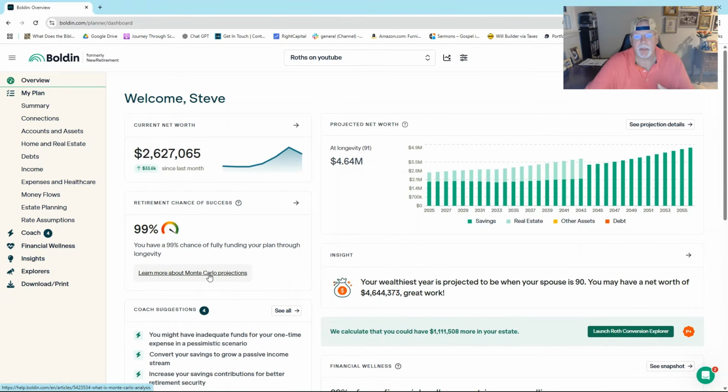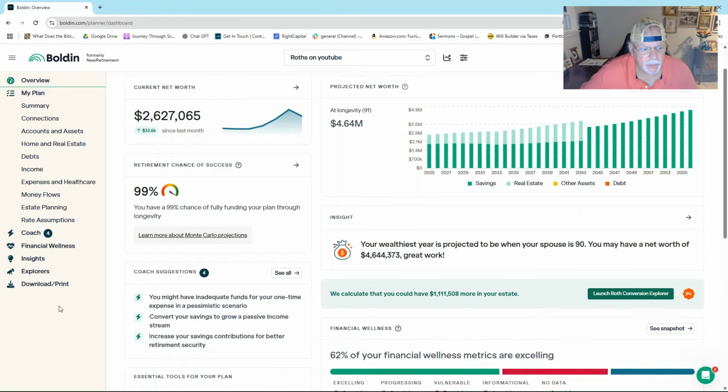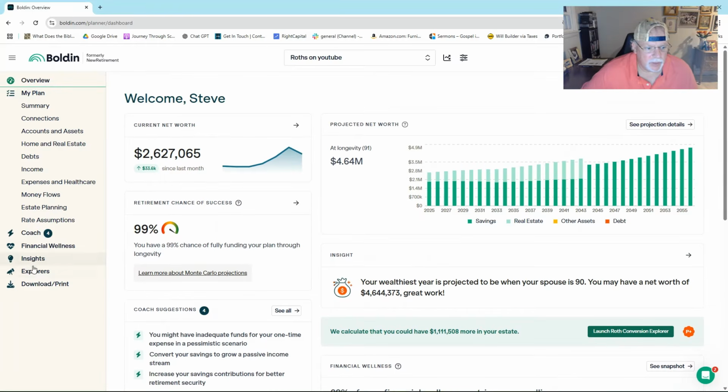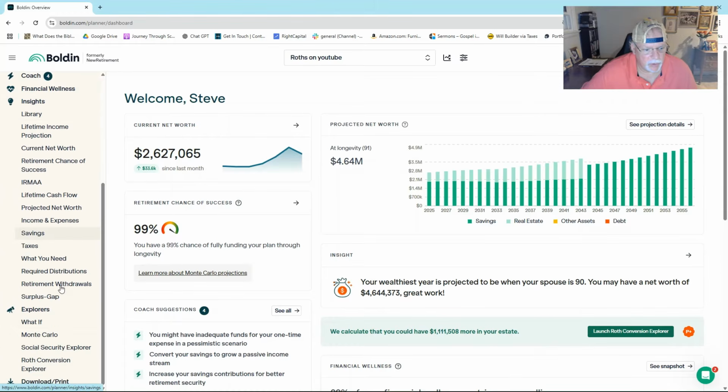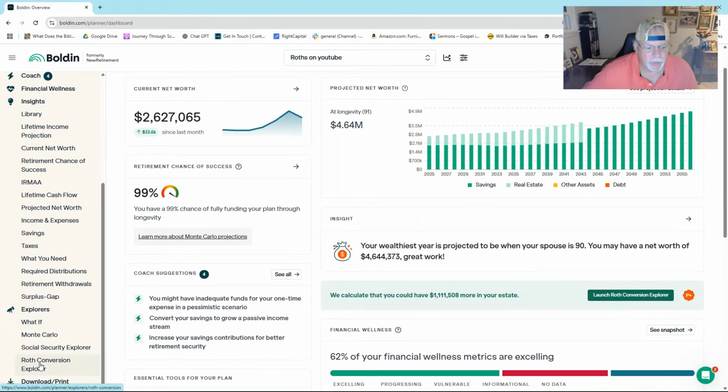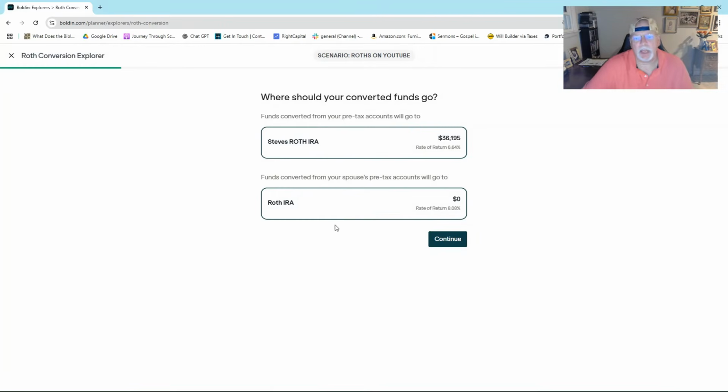Okay, now, as opposed to before when I had to do a bunch of guessing for Right Capital, which, still love Right Capital, but this is what's cool about Boldin. I'm going to cruise in here and go into their Explorers, or maybe Insights, somewhere in here. I thought it was Explorer. Yeah, here we go. Roth Conversion Explorer. And there's a bunch, I'm just making you aware of this so that you kind of know how it works.